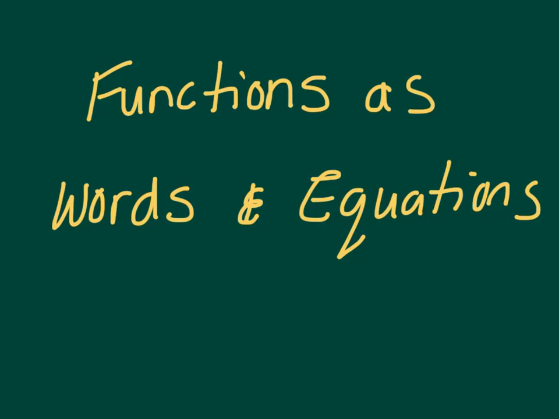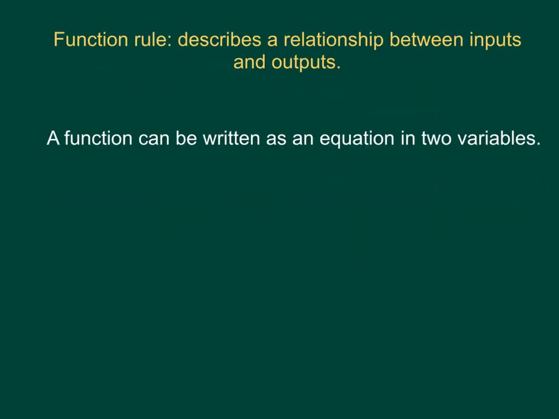Yesterday we learned about functions as being a relationship between inputs and outputs, where each input had exactly one output. Today we're going to talk about functions and how you can create a function using words and also with an equation. So to review, a function rule is a rule that describes a relationship between inputs and outputs. And a function can be written as an equation with two variables.